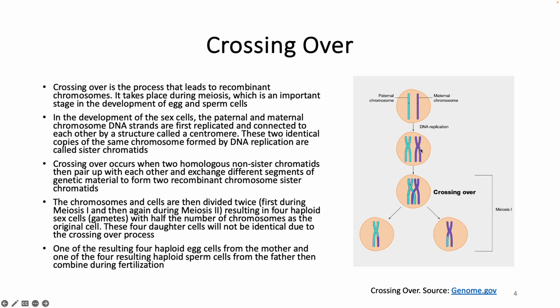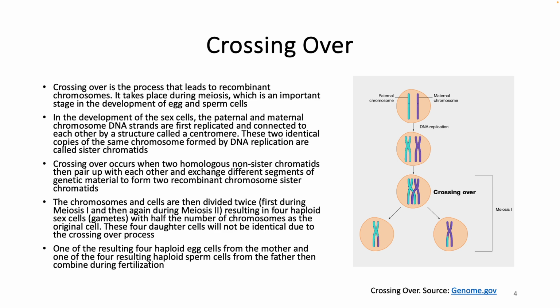That's right in the middle here, and they are identical copies of the same chromosome. So you see the two blues and the two purples, and we call those identical copies by DNA replication sister chromatids. So these are the blue sister chromatids and the purple sister chromatids. Now, the next stage is where crossing over takes place.